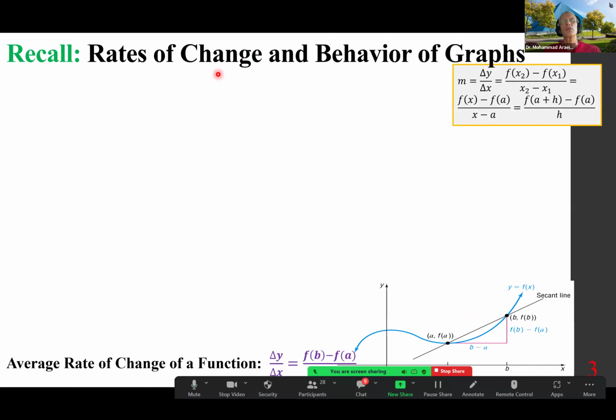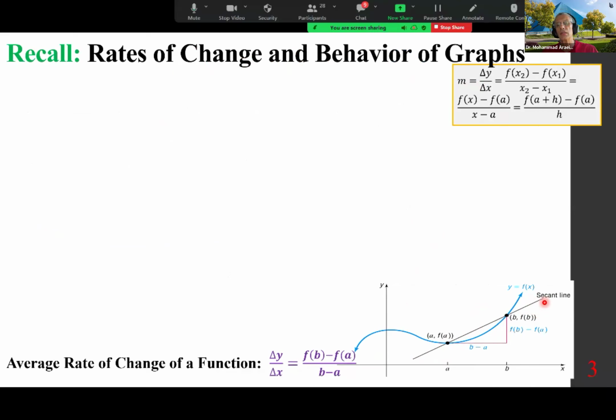Recall rates of change and behavior of a graph. In short, we are referring to the slope of a line. More specifically, if you happen to have a curve and if you connect any 2 points, the line that is created is called the secant line. And as always, how do you find the slope?